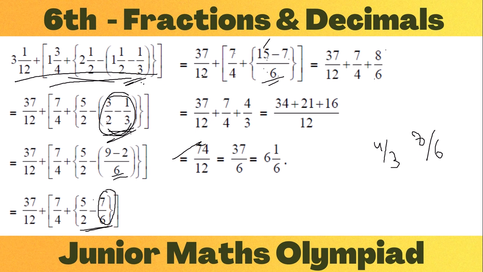Next we have 37 by 12. As the remaining 3 fractions are combined by plus operator, so no need of brackets. Directly we can add them all. So 12, 4. Here 8 by 6 means 4 by 3, we can write it as 12, 4, 3. LCM is 12. 12, 1 is 12.